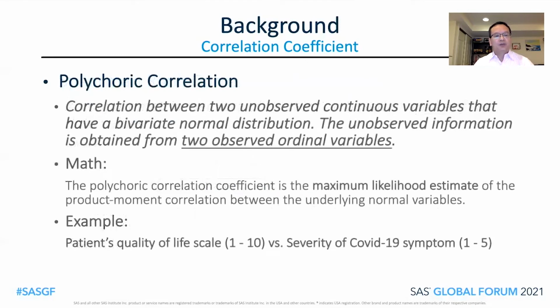And the other very common type of correlation coefficient is the polychoric correlation coefficient. This is a correlation between two ordinal variables, but these two ordinal variables are derived from so-called normally distributed values. Mathematically, this is actually the maximum likelihood estimate of the Spearman correlation coefficient. The example is a patient's quality of life scale, if you scale 1 to 10, versus the severity of COVID-19 symptoms, if you scale 1 to 5.